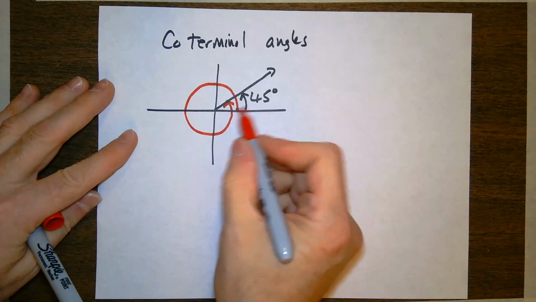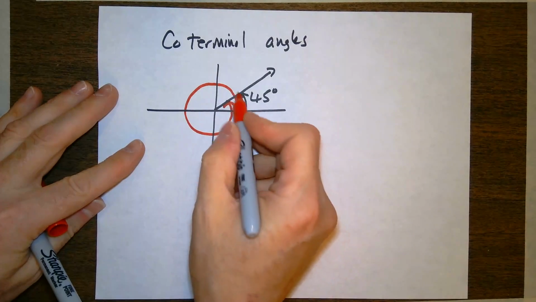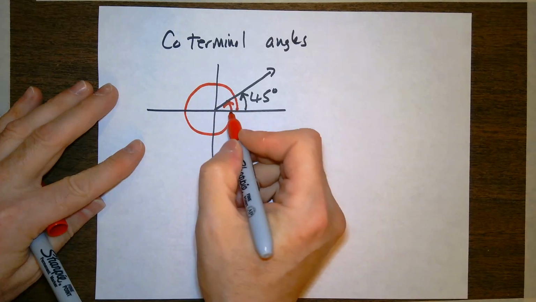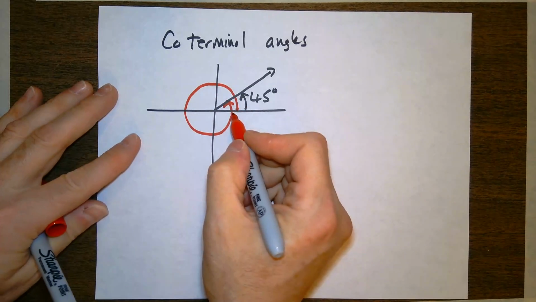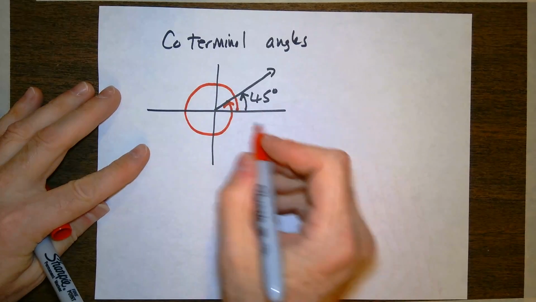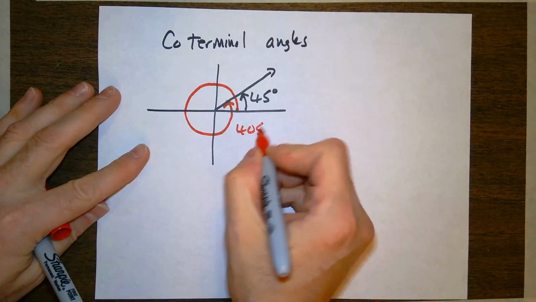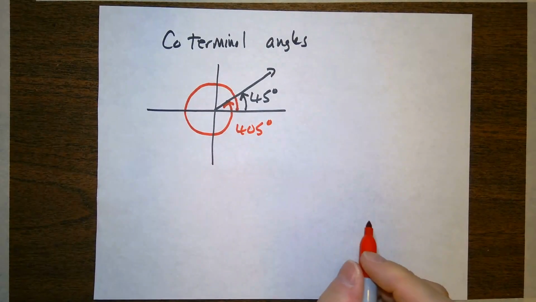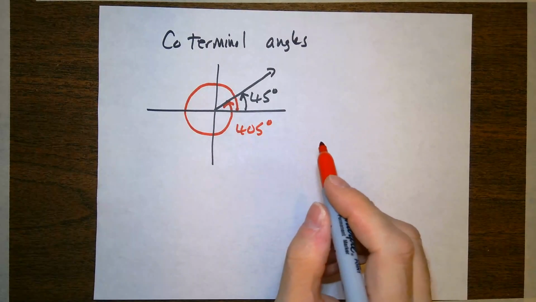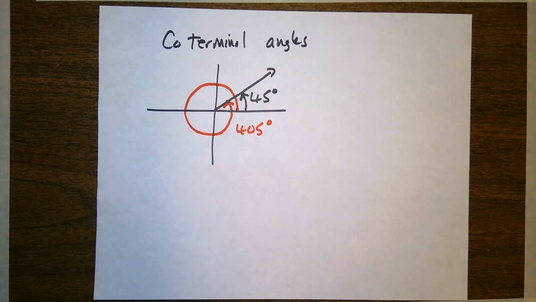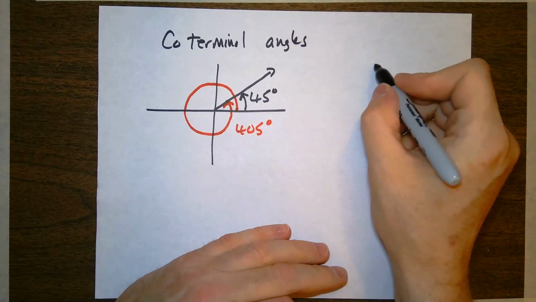That would be the same angle. They would really be the same angle. But what would the measure of this angle be? Well, it's a whole circle, 360, plus another 45. This would be 405 degrees. These would be coterminal angles. They're really the same type of angle. Let me give you another example.